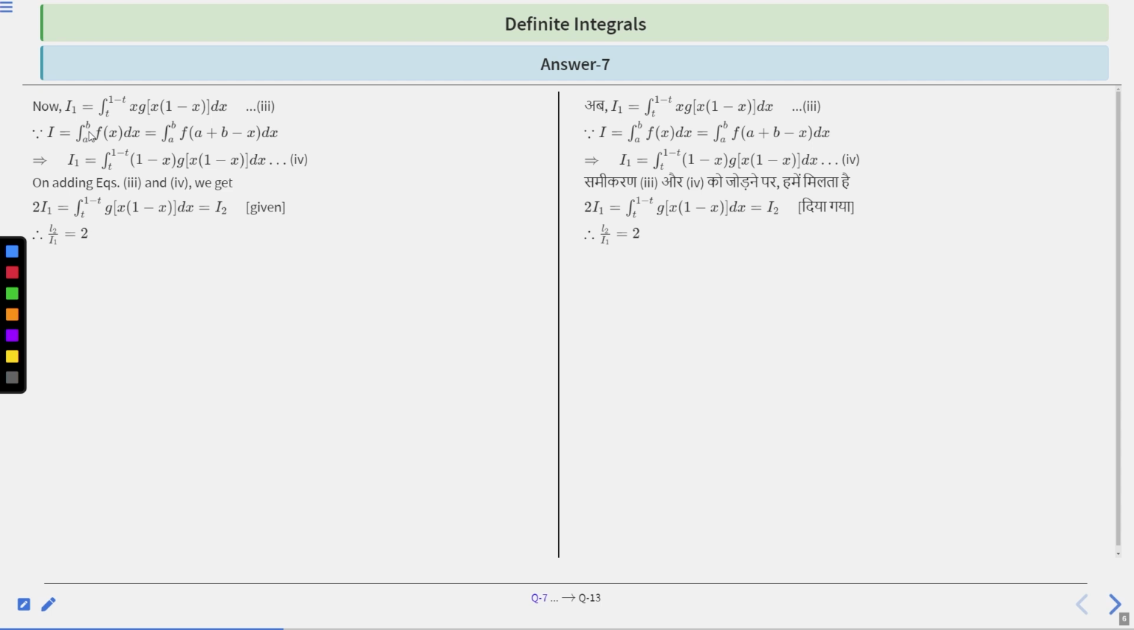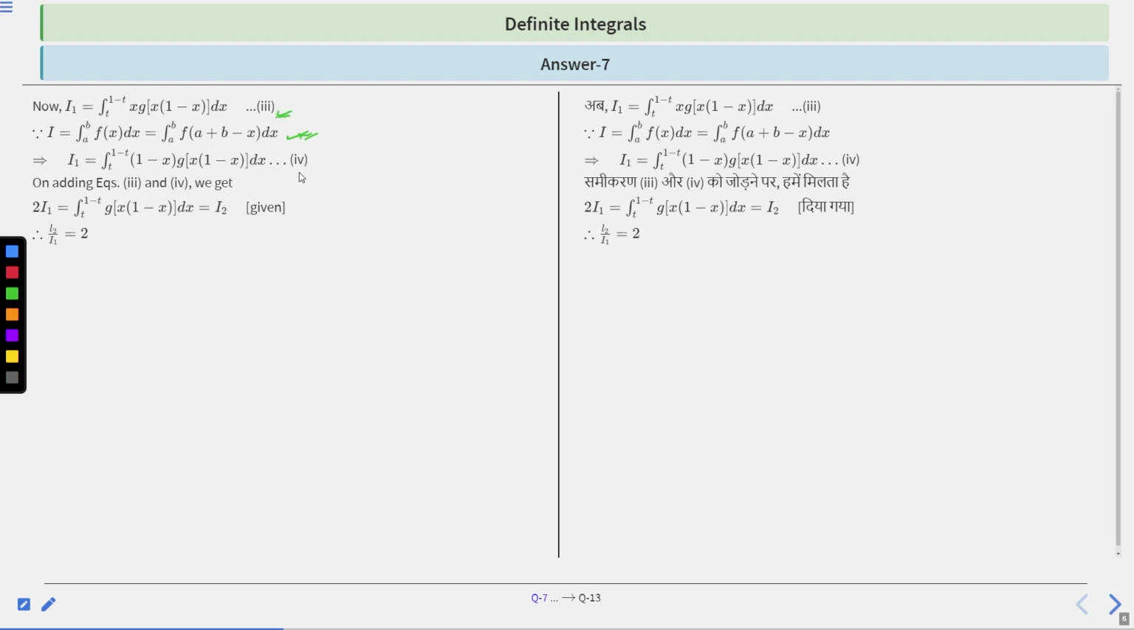Therefore I is equal to integration of a to b f(x) dx is equal to integration of a to b f(a plus b minus x) dx. We know this, right? Therefore I is equal to integration of t to 1 minus t, and we can use this, which will be t plus 1 minus t minus x, that is 1 minus x. So x can be replaced by 1 minus x, into g of x into 1 minus x dx, right?